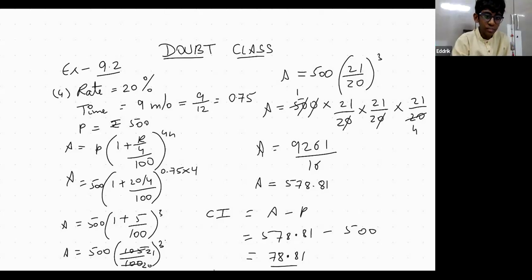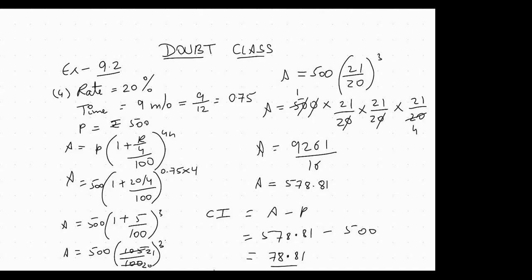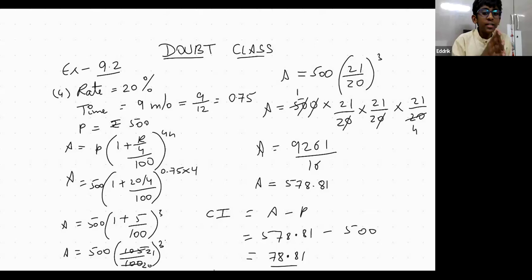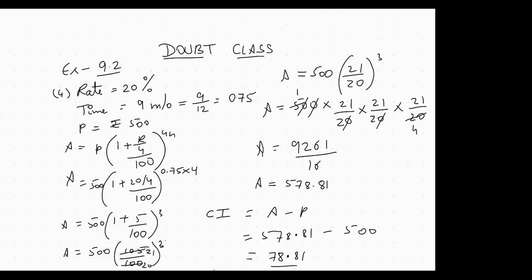Yes, Andrew. Ma'am, I got 78 13 by 16. That's also correct. That answer is also correct, you got it in a mixed fraction, same as this one in decimal. At the first step, A equals P into the bracket 1 plus R by 4 by 100, then what did you write after that? Is it 4n? Yes, 4n.